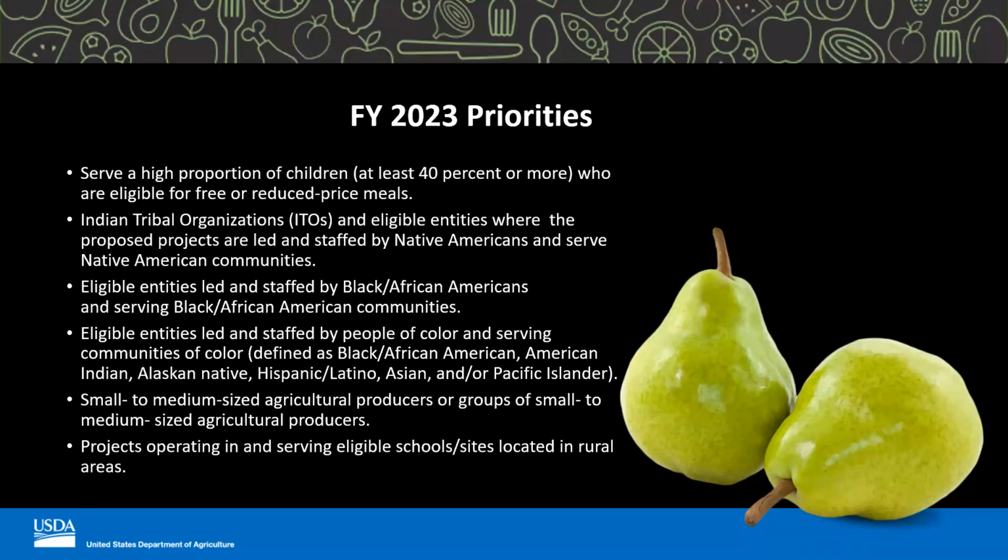The FY23 Farm to School grant program takes a comprehensive approach to advancing equity for all in Farm to School programming. Others who have been historically underserved, marginalized, adversely affected by persistent poverty and inequality.